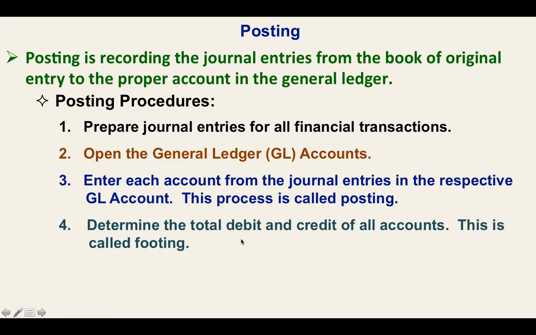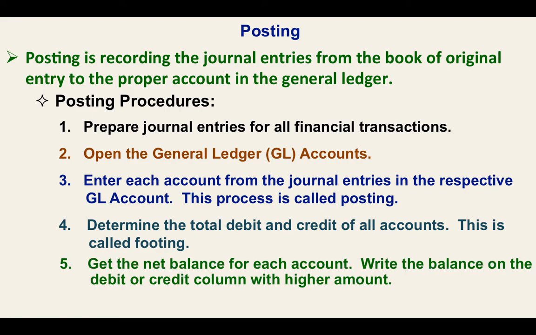Number four, determine the total debit and credit of all accounts. This is called footing. And number five, get the net balance for each account. Write the balance on the debit or credit column with the higher amount. In the illustration, it will be easier to understand. And lastly, double rule the net balance.